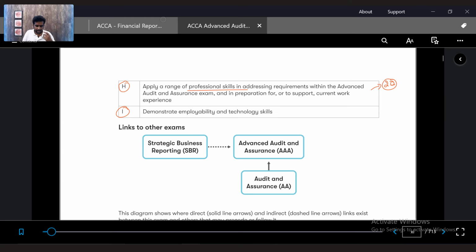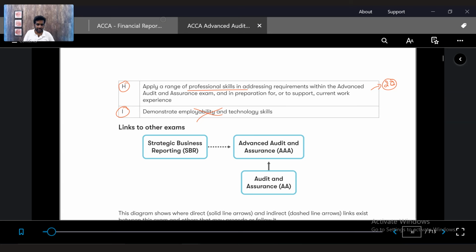And finally, the employability and technology skills. Again, there's nothing chapter-specific that you have to learn. It's all about how you use technology and the computer, how you navigate your computer screens for your exam requirements, how you use the tools, and how you prepare the data and gather the information, etc.